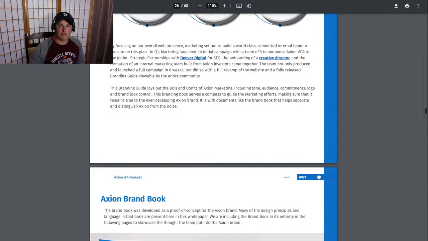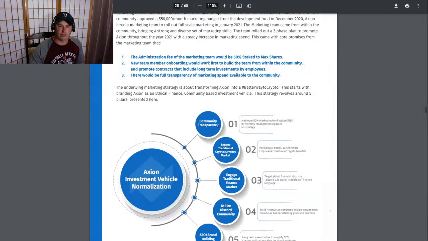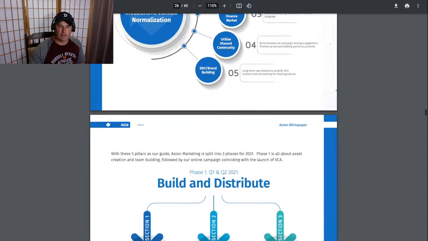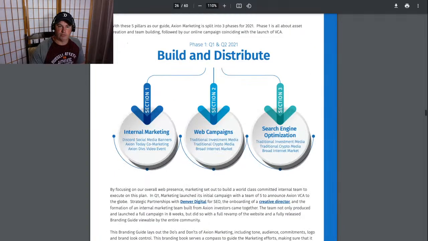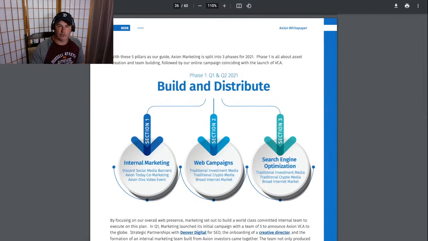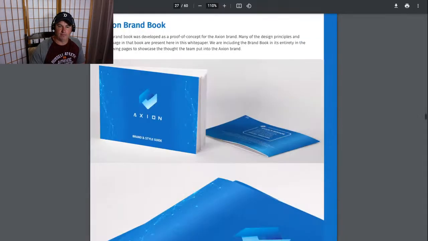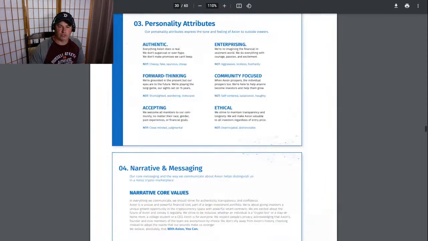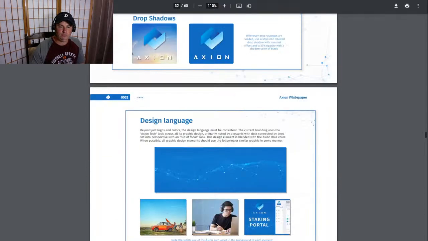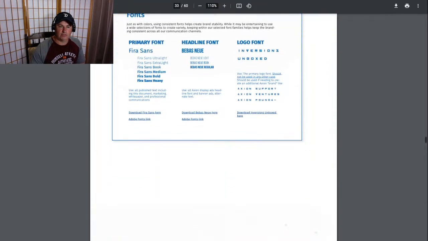I think I'm having a bit of trouble there with my mouse. So Q1, phase 1 and 2 is this build and distribute, okay, 2021. So we've got all that happening. And then we've got the next phase, which we'll just scroll back down again. And we're just about there.